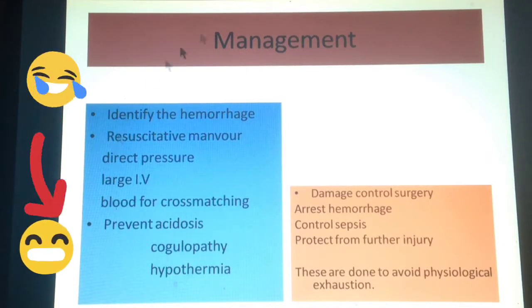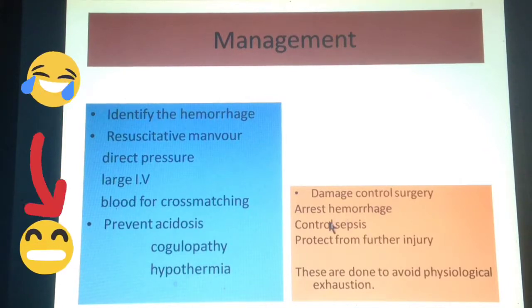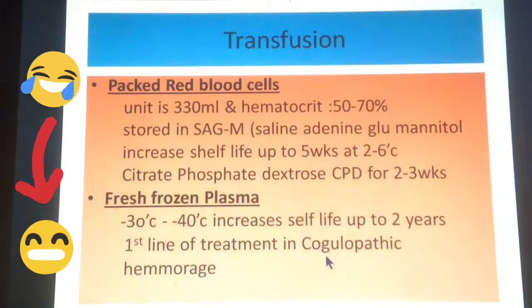Then, if the bleeding area is still not normalized and the patient needs surgery, we need to do damage control surgery in order to arrest the hemorrhage, to control infection, and to protect from further injury. These are done to avoid physiological exhaustion.